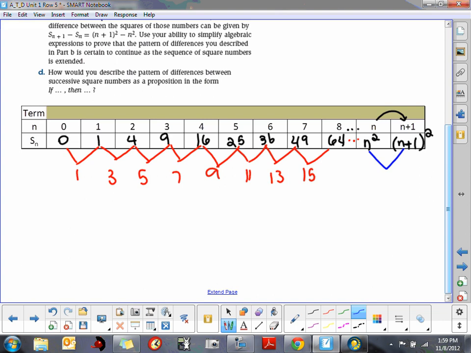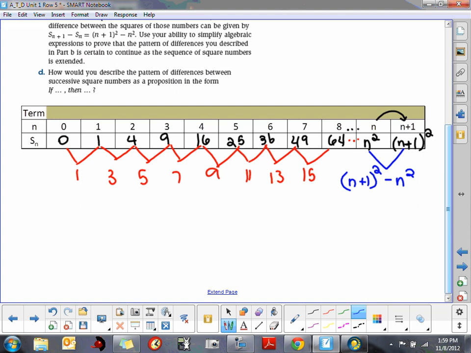Not a leap of faith, all you've got to do. What did we do to get 15? What did we do to get 13? What did we do to get 11? The one on the right minus the one on the left. The one on the right, n plus 1 squared, minus the one on the left, n squared. What does that represent? The difference of consecutive terms.